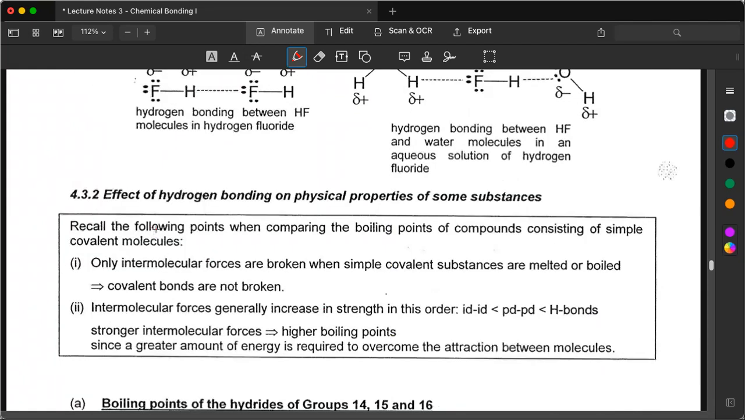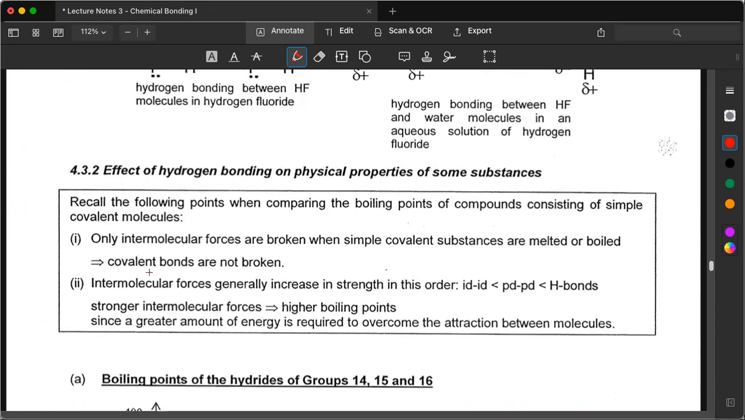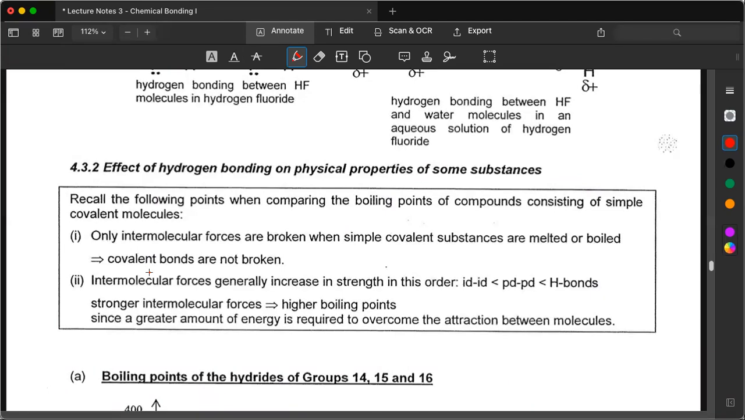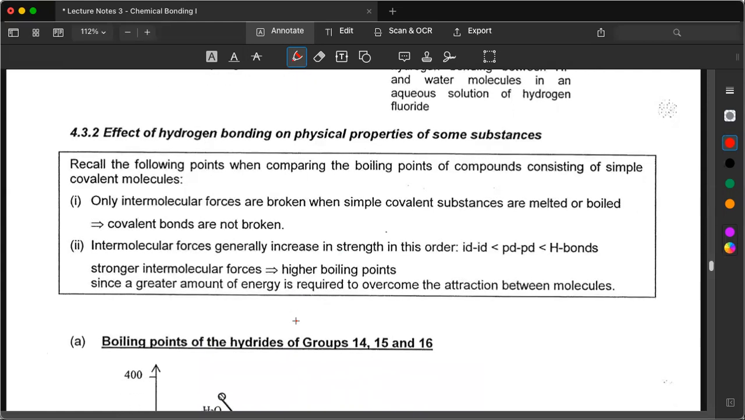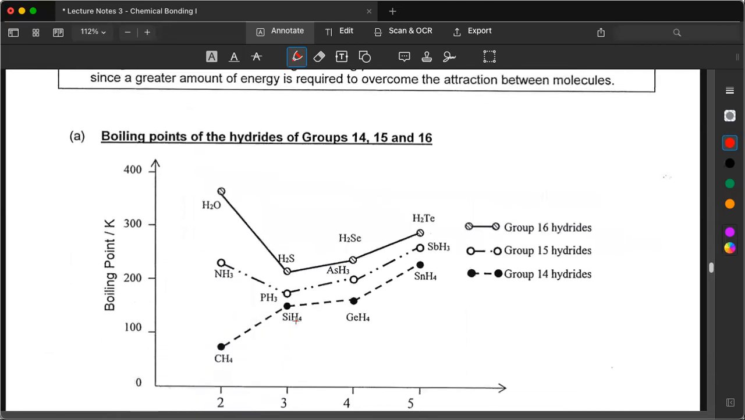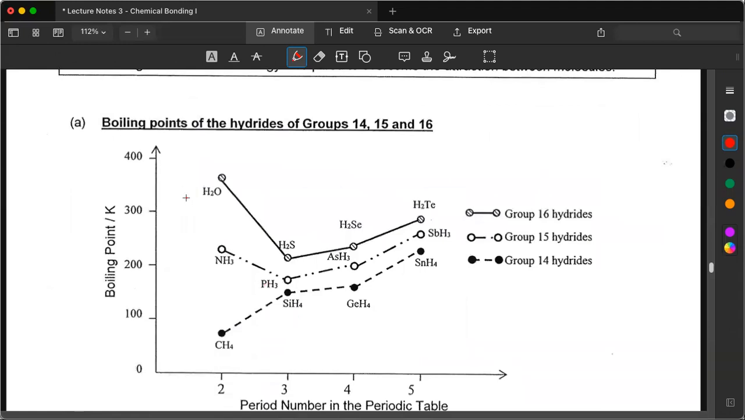Now, what are the effects of hydrogen bonding on physical properties? So remember, only intermolecular forces are broken when we melt or boil a substance. The covalent bond is not broken. And intermolecular forces in general increase in strength, with hydrogen bond the strongest, because with stronger intermolecular force, it requires a greater amount of energy to overcome the force of attraction. So this diagram shows the boiling point of the hydrides of group 14, 15, and 16.